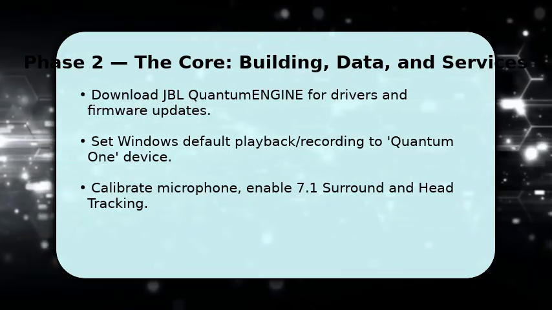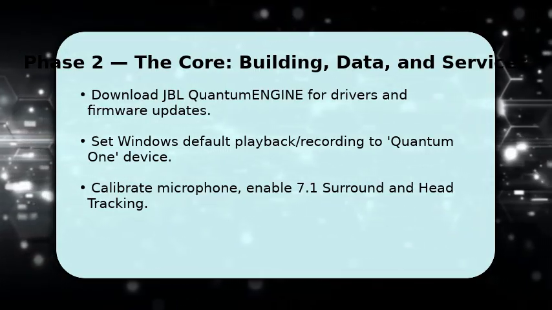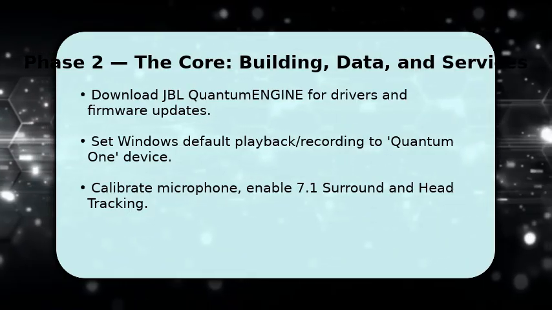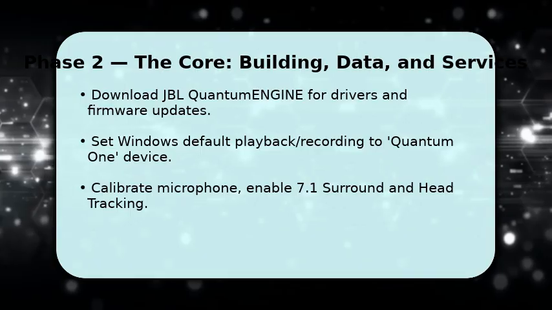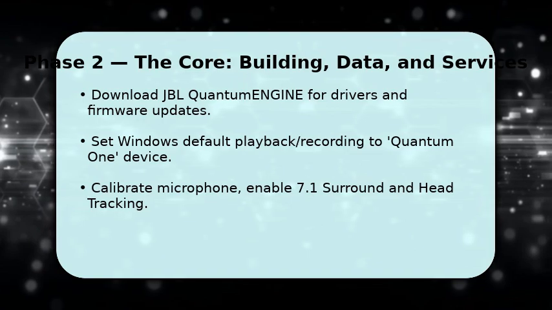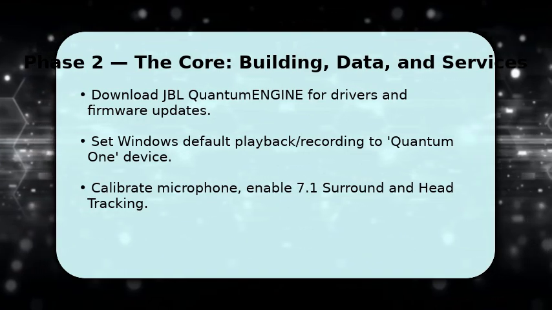Open Quantum Engine and update firmware first, then set sample rate to 48 kHz for gaming consistency. Adjust mic gain while speaking to reach -12 dB average. Finally, enable virtual 7.1 and head tracking for spatial audio.